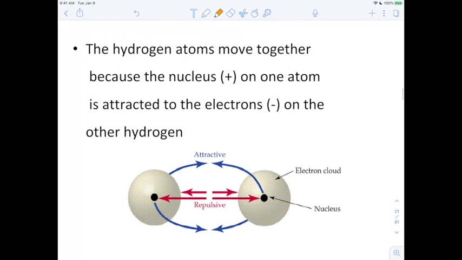All right, so here the idea is the hydrogen atoms are going to move together because the nucleus on one, which is positively charged, is attracted to the electrons on the other, which is negatively charged. So that's why they have an attraction, because of the positive in one of their nucleus and the negative on the electrons from the other. There is another problem, that is that the electrons are repelled from each other and the nuclei repel each other. So it's kind of a push and pull, and the idea is they kind of float together, maybe they get a little too close, and then they find their perfect spot. And that perfect spot is where they balance the attraction and the repulsion.